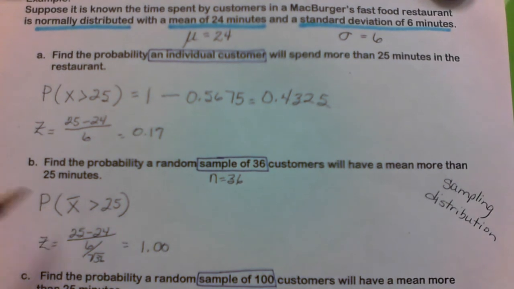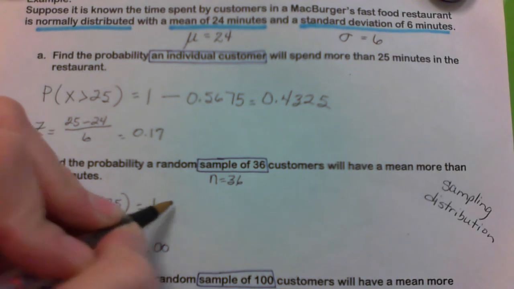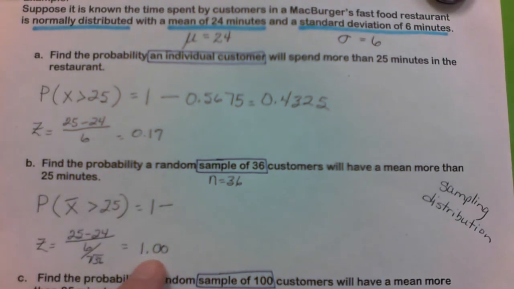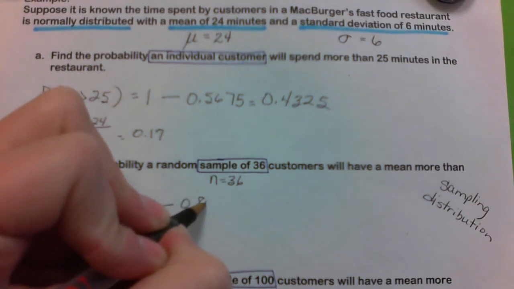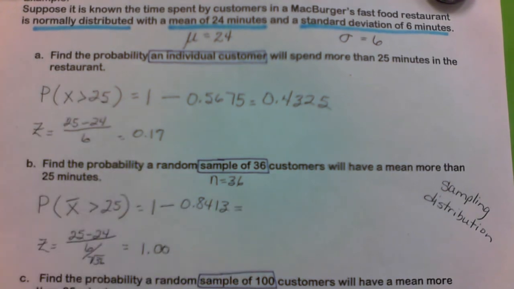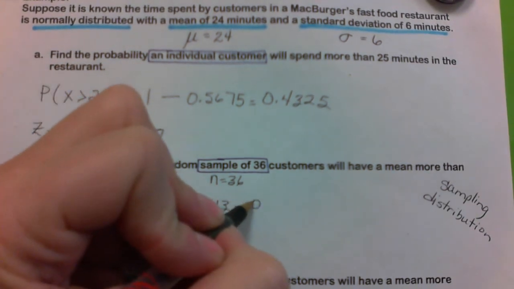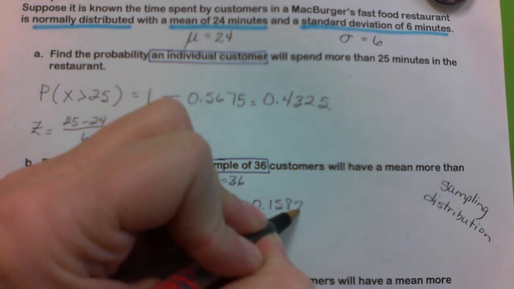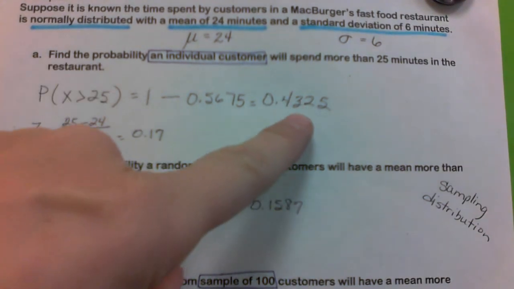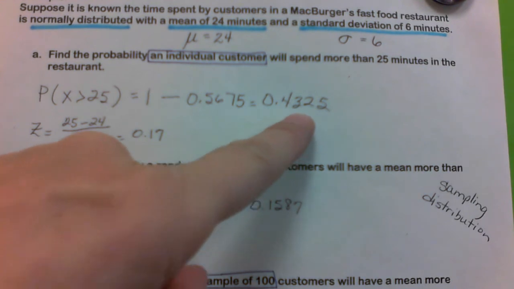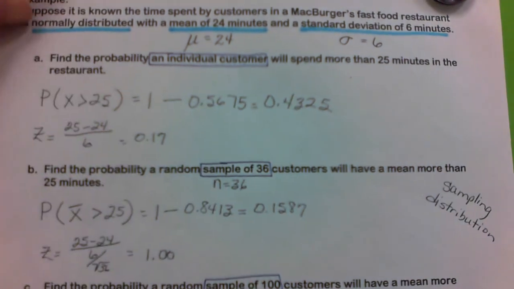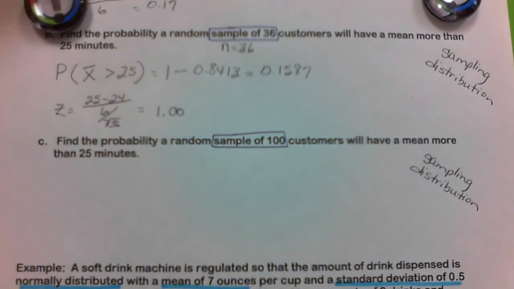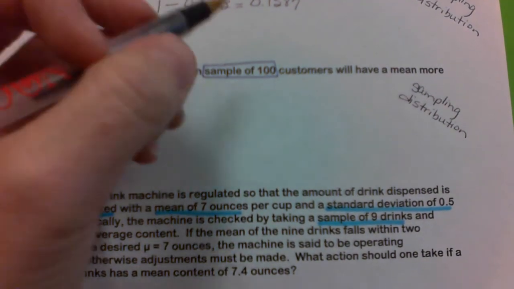So now I have a greater than. So I do 1 minus, I go to the Z table, and look up 1.00 and find 0.8413. Do that subtraction, and you get 0.1587. So 0.4325 is the probability one person will spend more than 25 minutes in the restaurant. This is the probability that 36 customers will average more than 25 minutes. So it significantly drops.